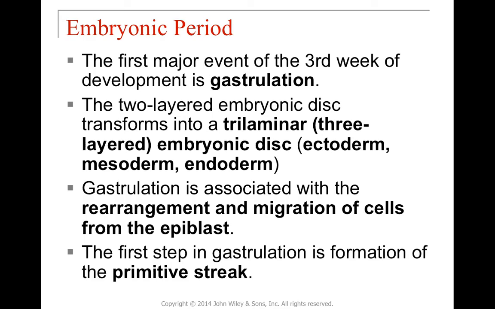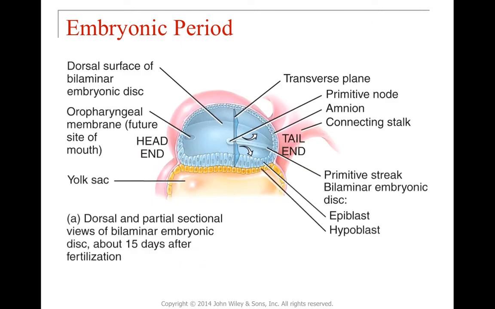Approximately 3 weeks into development, we have a very large event called gastrulation. And gastrulation is very important because we are now taking that mesoderm and putting it right in the center of what was a bilaminar disc and making it a trilaminar disc. So now we have the ectoderm, mesoderm, and the endoderm. And this is going to happen quite quickly, and it's going to happen with a mass rearrangement of different cells. So they're going to migrate from different regions of the developing embryo. And the first step of this is the formation of what's called the primitive streak.